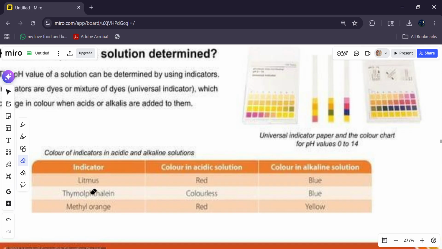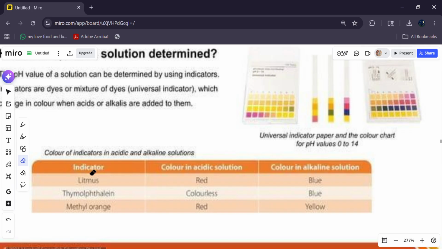In litmus, when you add litmus paper to an acidic solution, the color turns red. That means that when you add litmus paper to an acidic solution, it becomes red. While when you add it to an alkaline solution, it becomes blue.